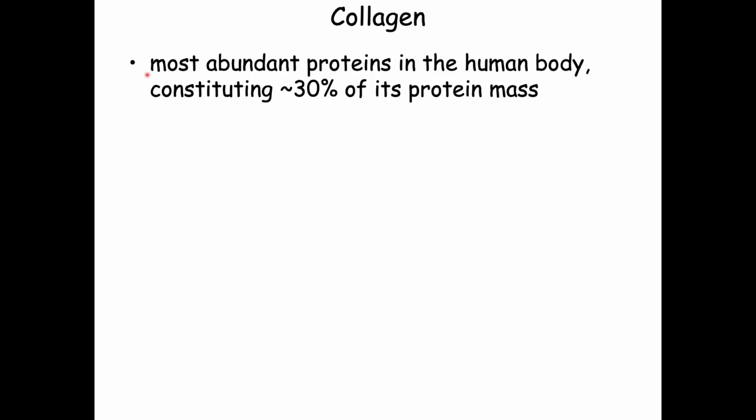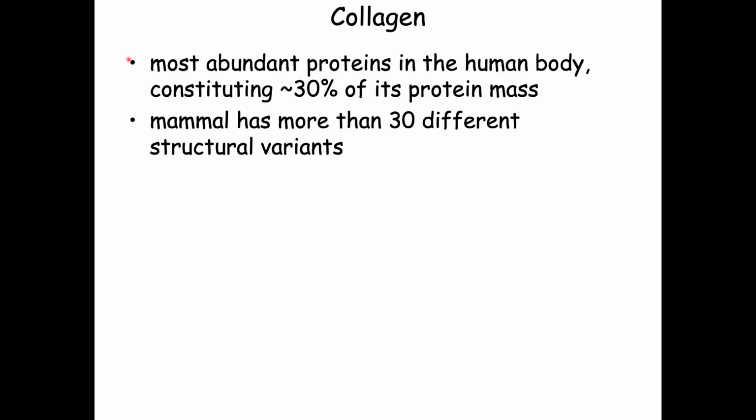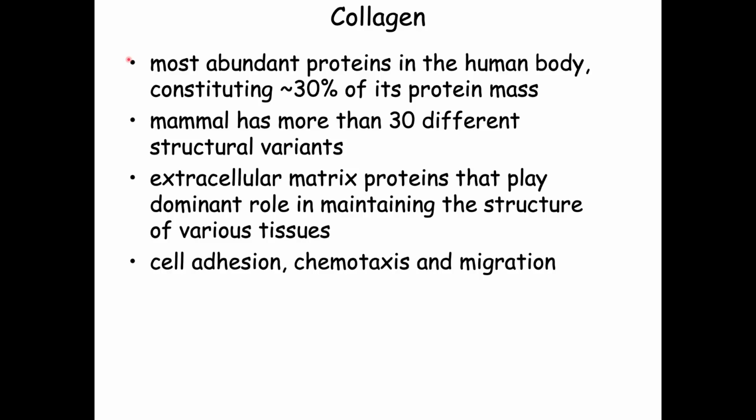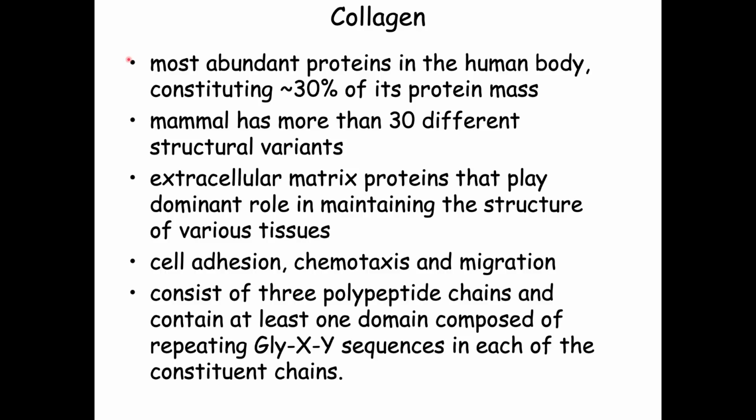So collagen is the next fibrous protein that we're going to discuss. It is the most abundant protein in the human body, and it constitutes up to 30% of its protein mass. Now, mammals have more than 30 different structural variants of collagen. It is part of the extracellular matrix proteins that play a dominant role in maintaining the structure of different tissues. They also mediate cell adhesion, chemotaxis, and migration, so cell movement in response to different cues.